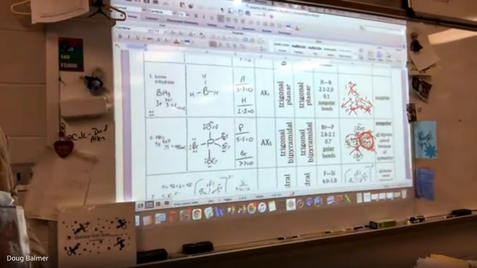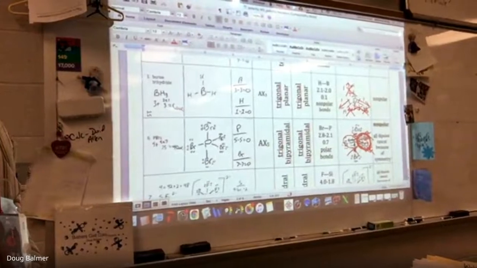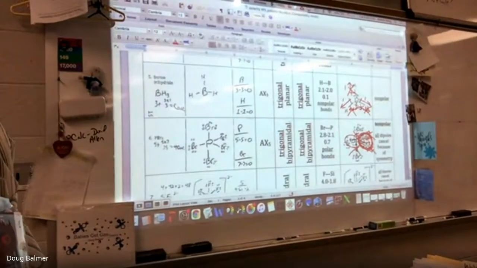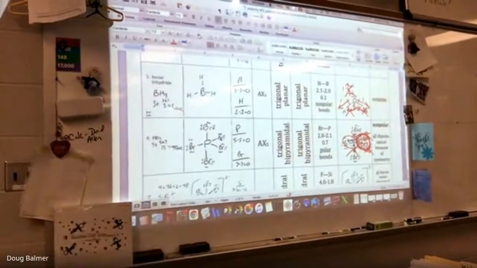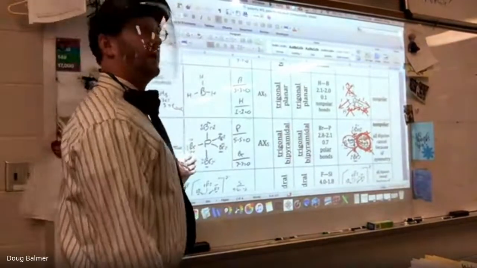So are you going to ask for the EN differences and molecular polarities? Oh, totally, just like this. I'll give you, here's this molecule. Are the bonds polar or nonpolar?